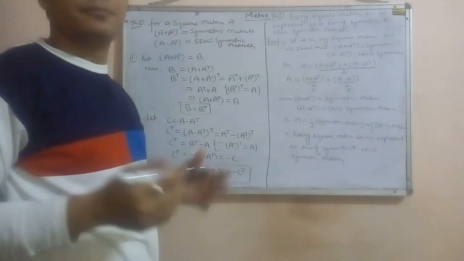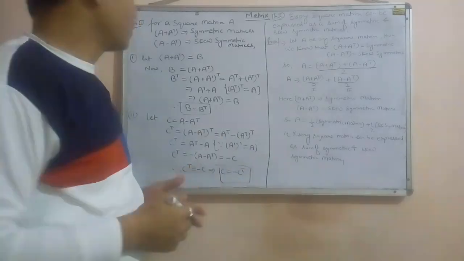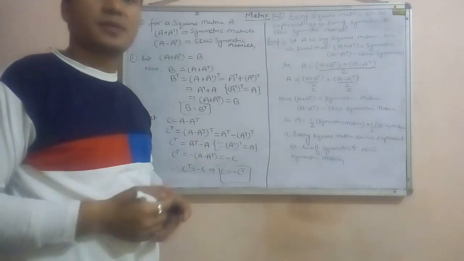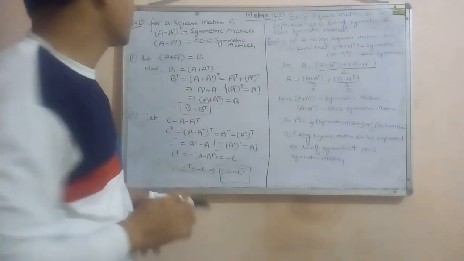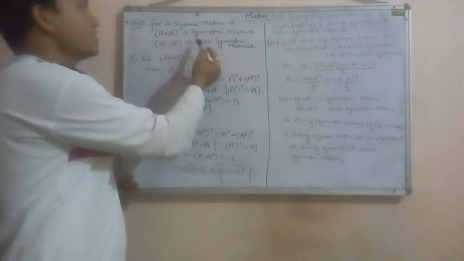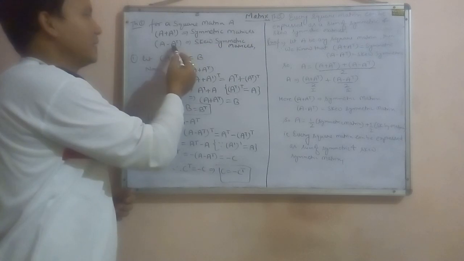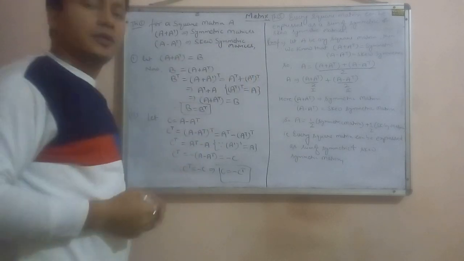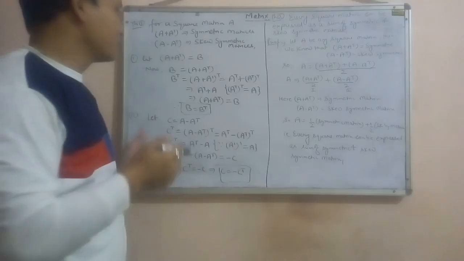Good morning students. In the previous lecture we learned about symmetric and skew-symmetric matrices. So now our topic is: for a square matrix A, A plus A transpose is always a symmetric matrix and A minus A transpose is always a skew-symmetric matrix. We are going to prove it.